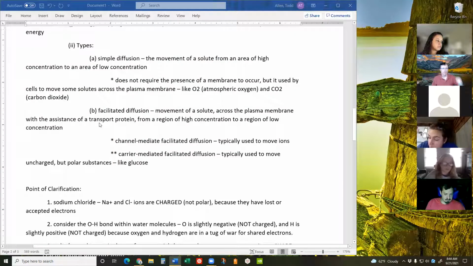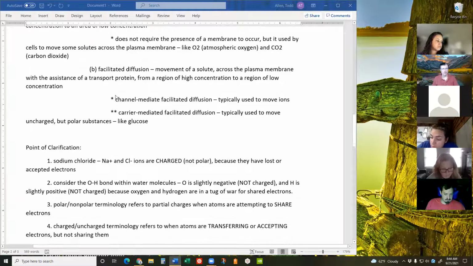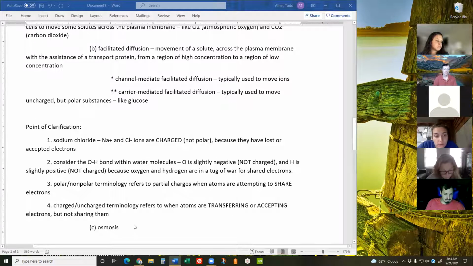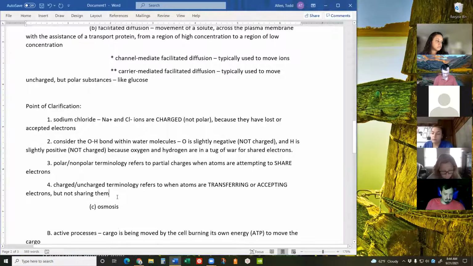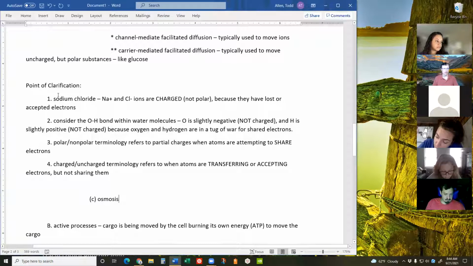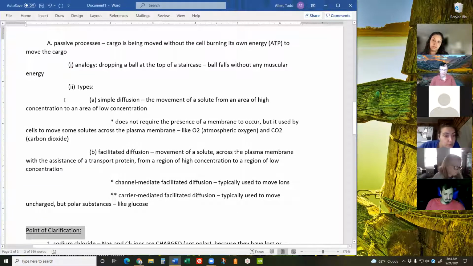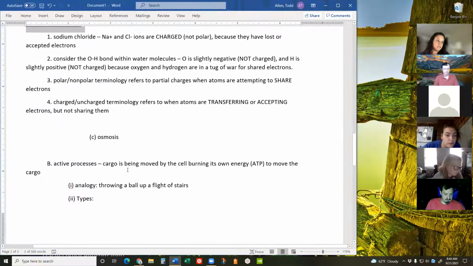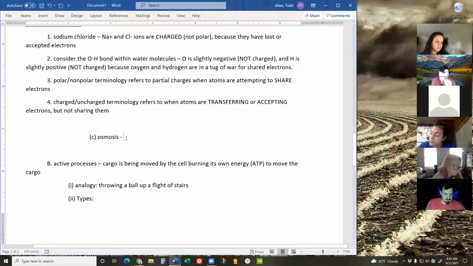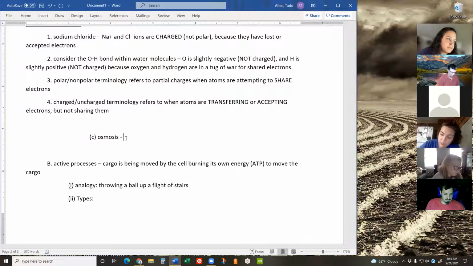Okay, so this is simple diffusion, facilitated diffusion. Osmosis. Okay, let me put another space in here so we don't get too confused. Osmosis is also a passive transport process. Let me say a couple things. I'm going to define this for you. Even though the video did an okay job of teaching you osmosis, I think there are alternative, better ways to think about it. Let me define it for you this way.